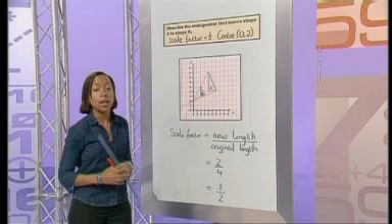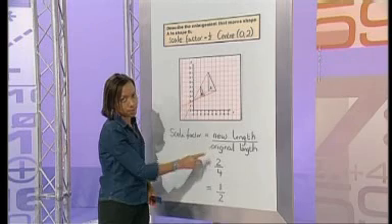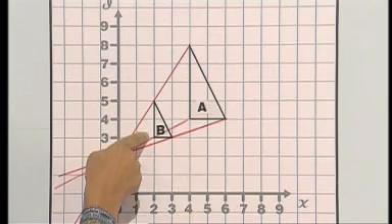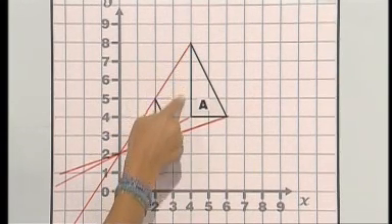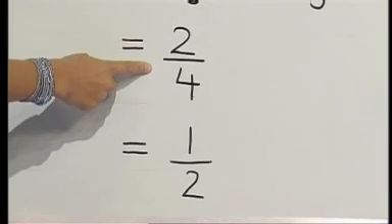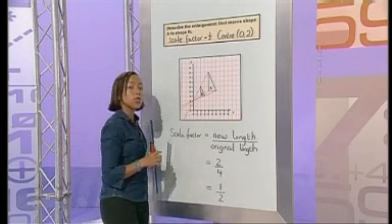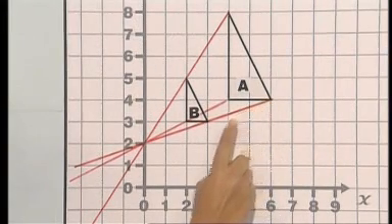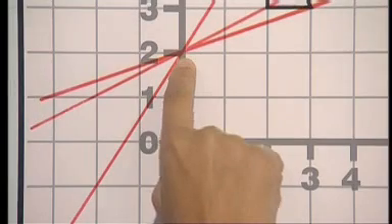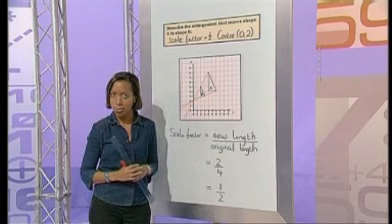To find the scale factor, I also used this ratio, new length over the corresponding original length. The new length I chose was this one here, which is 2, and the corresponding original length is this one here, and that's 4. So the scale factor is 2/4, which is the same as 1/2. To work out the centre of enlargement, I drew straight lines through the matching points on the original shape and the new shape. The point where the lines cross is here, at 0, 2, and that is the centre of enlargement.